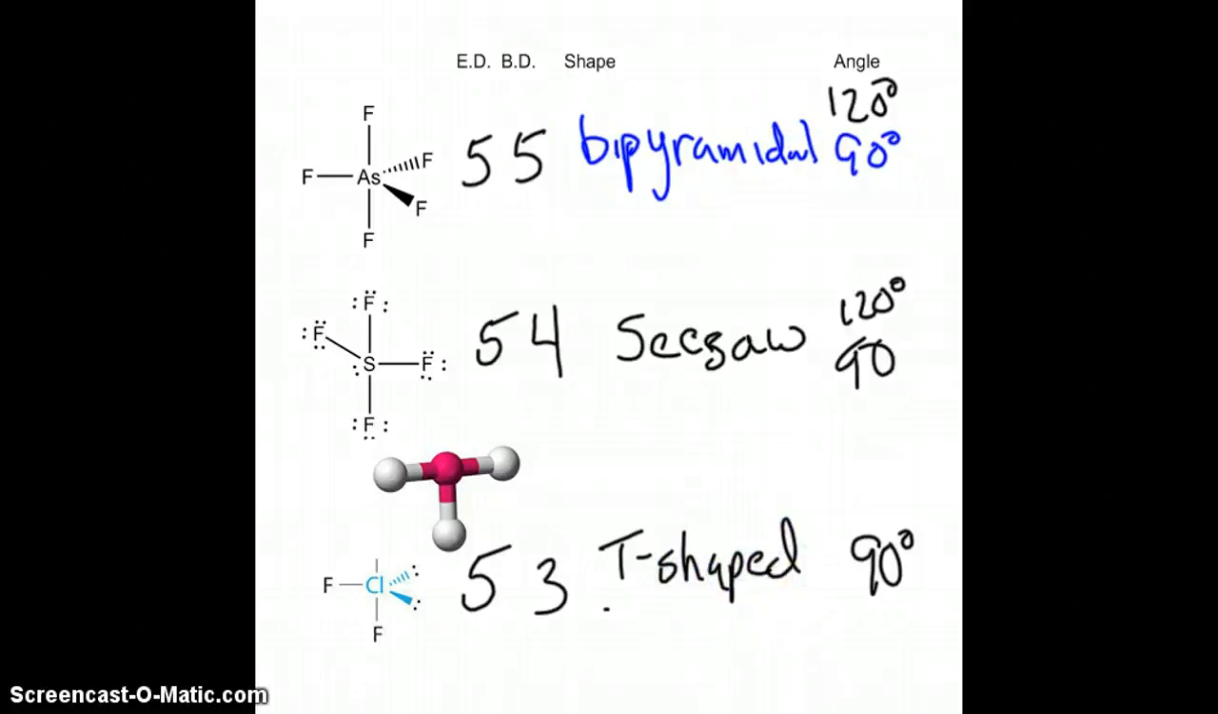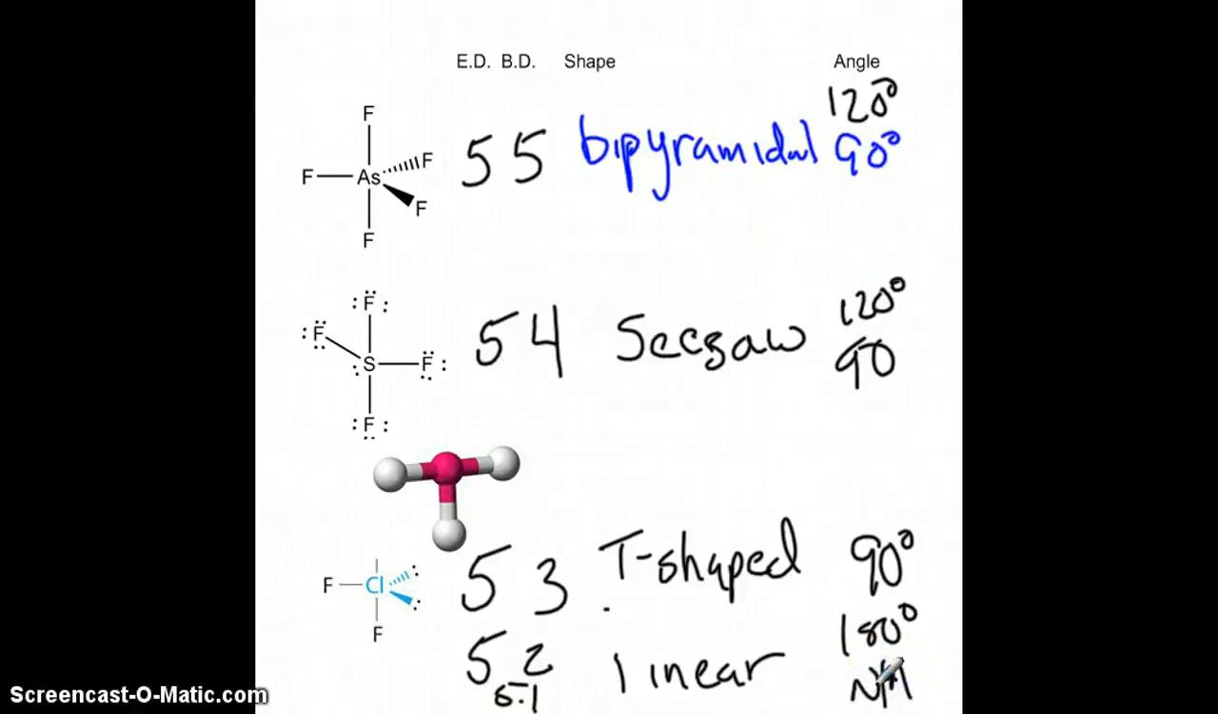Now, if you have 5 and 2 or 5 and 1, these are both linear, and 5 and 2 has a 180-degree bond angle, and anything, again, with 1 bonding domain doesn't have an angle, no angle.